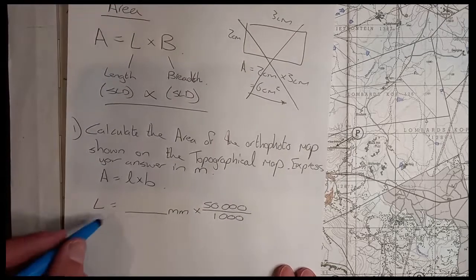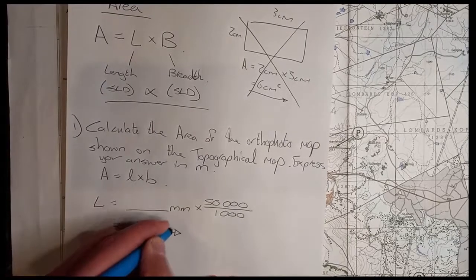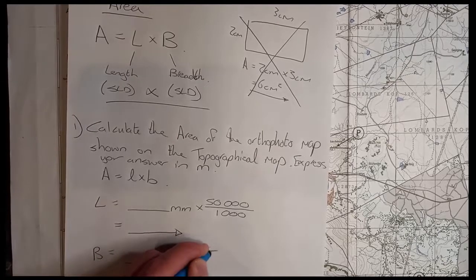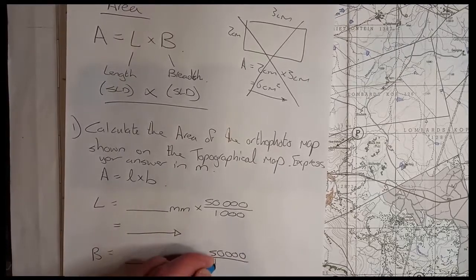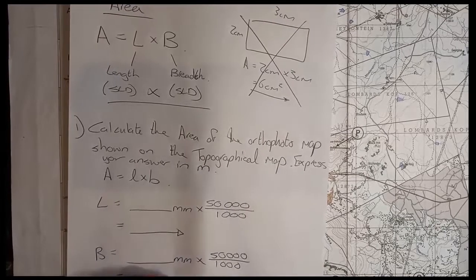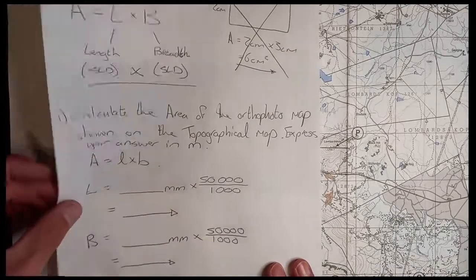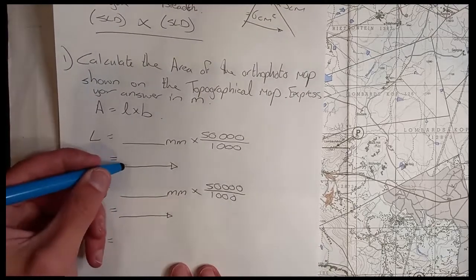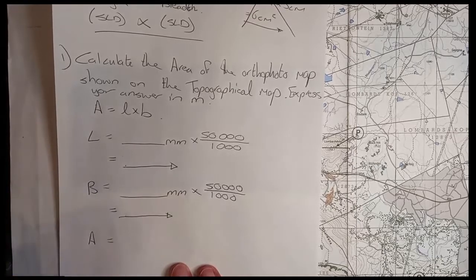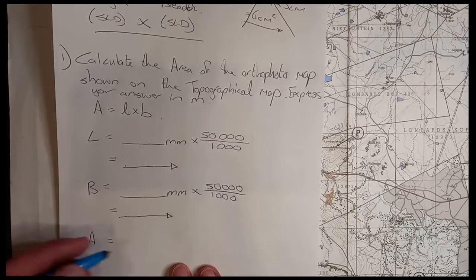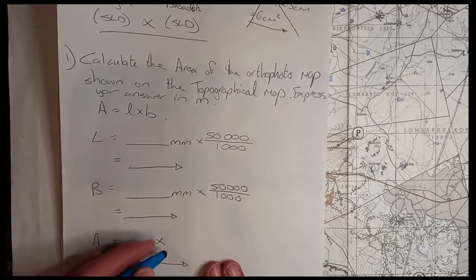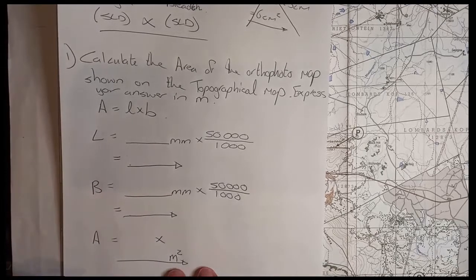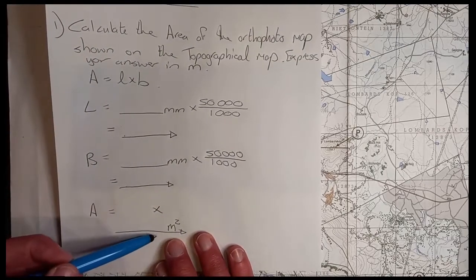So I'll do that for length, and I'm going to get an answer, and I'm going to do it for breadth. Same formula, times by 50,000 divided by 1,000, and I'm going to get an answer as well. Okay? Once I've then got that answer, I'm going to say area equals this answer times by this answer, and I will get a final answer. And remember, I want it in meters, so it's going to be meters squared. Every single time, meters squared.